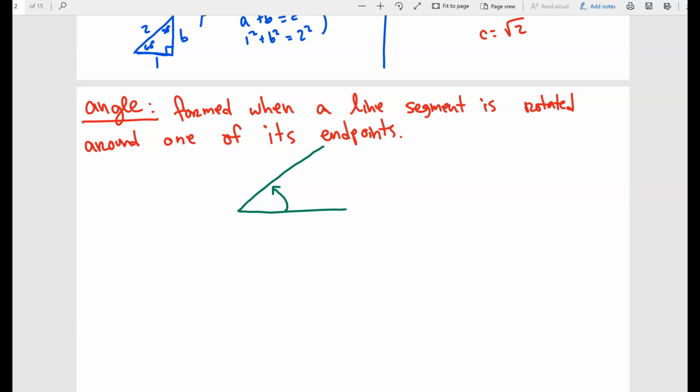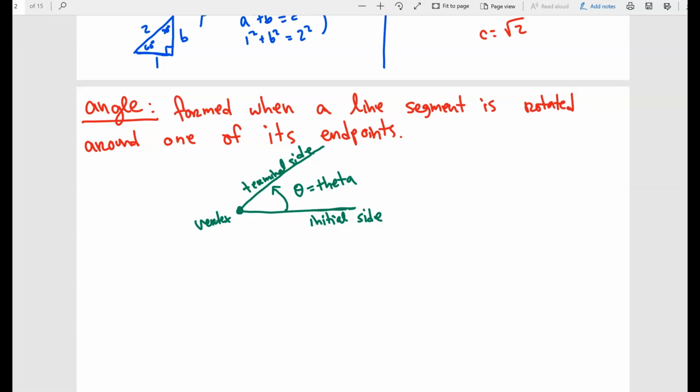Okay, so this angle, usually we have a symbol for it, we call it theta. Okay, theta, the Greek letter. Now these line segments also have a couple of words. So this thing is what we're going to call the vertex. This thing is what we're going to call the initial side, because that's where we start. And then this one's what we're going to call the terminal side, because that's where we end.